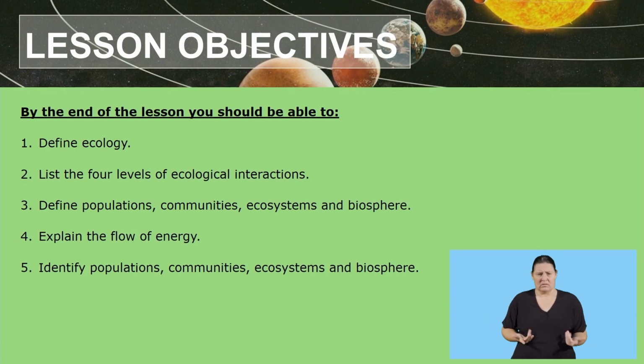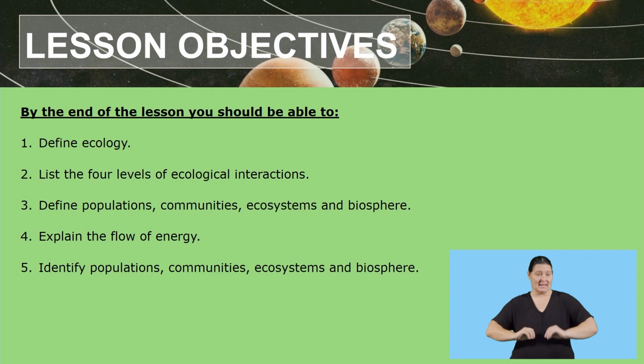Before we jump into our lesson, these are the things that you need to be able to know by the end of this lesson. Firstly, you need to be able to define the term ecology. Secondly, you need to be able to list the 4 ecological interactions. 3, you need to be able to define the terms population, communities, ecosystem, and biosphere. You also need to be able to explain the flow of energy. And lastly, you need to be able to identify populations, communities, ecosystem, and the biosphere.